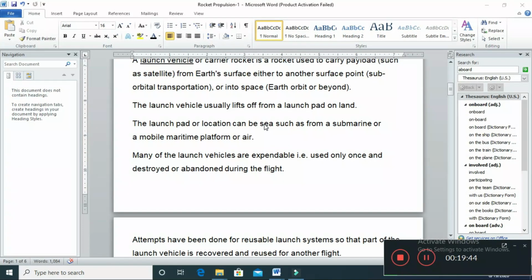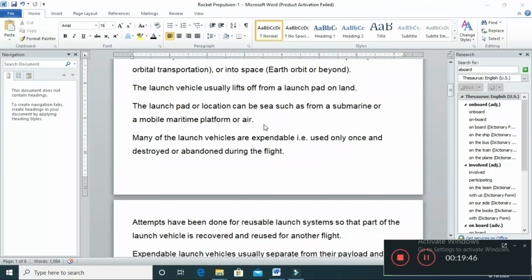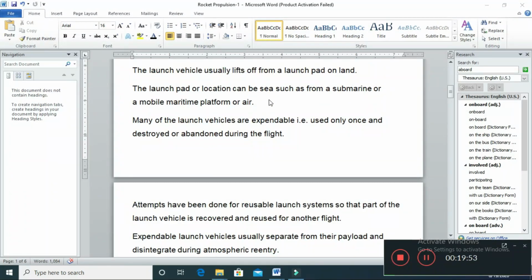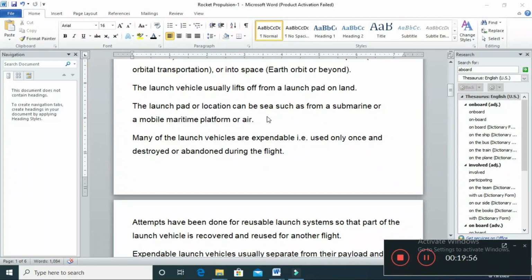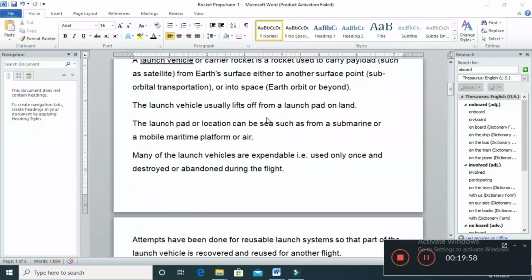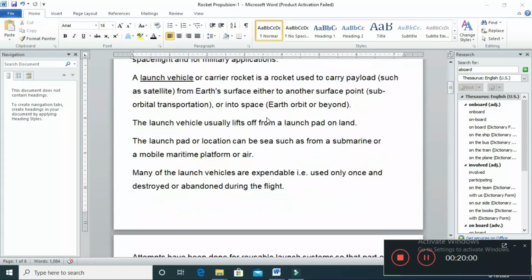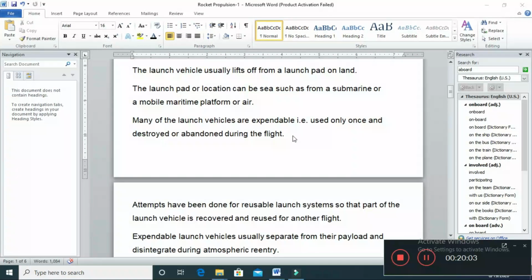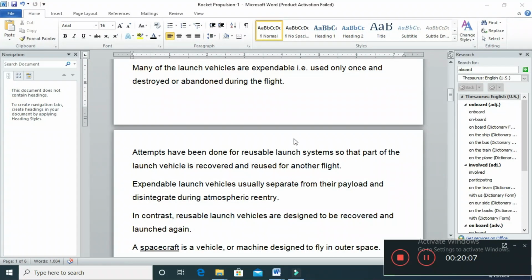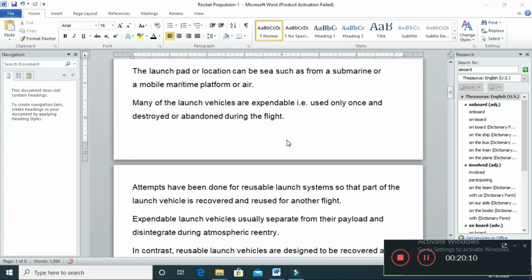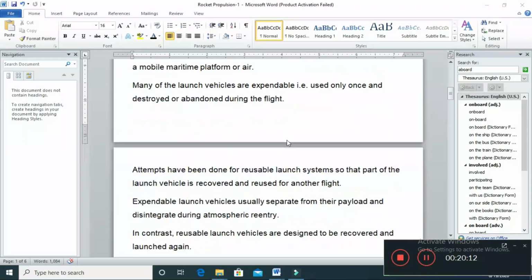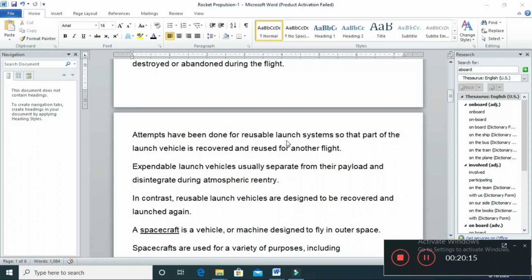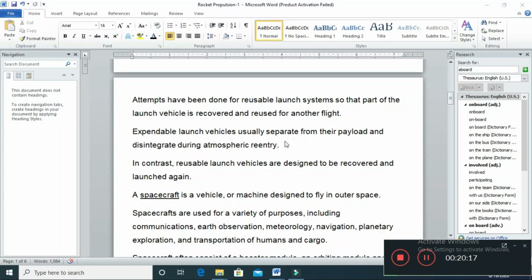The launch vehicle is lifted from a launch pad, and it can be launched from sea, from a submarine, or it can be launched within air. The launch vehicles are usually expendable. They are consumed. They are used only once. But there are examples. There have been research studies and actual studies in which the launch system is recovered and it is used for other flights.